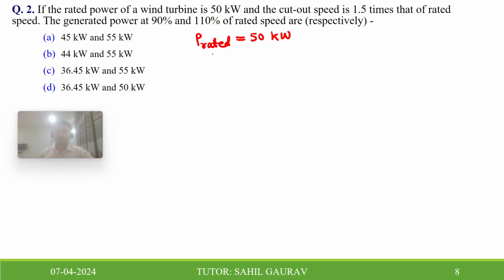And the cutout speed, U cutout, is given as 1.5 times of rated speed, and you have to find the generated power at 90% and 110% of rated speed. So let us see how we will find this output power. First we will find the output power at 90%.